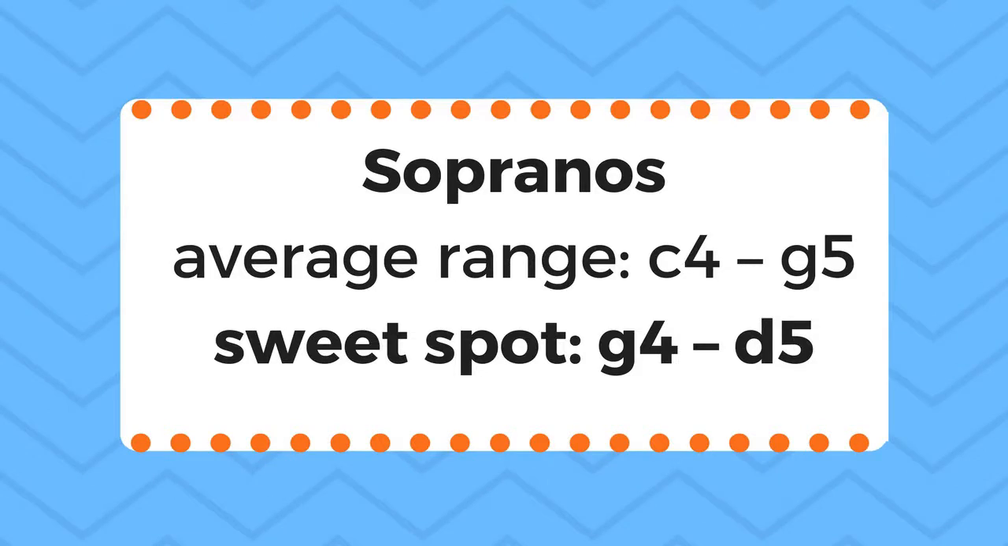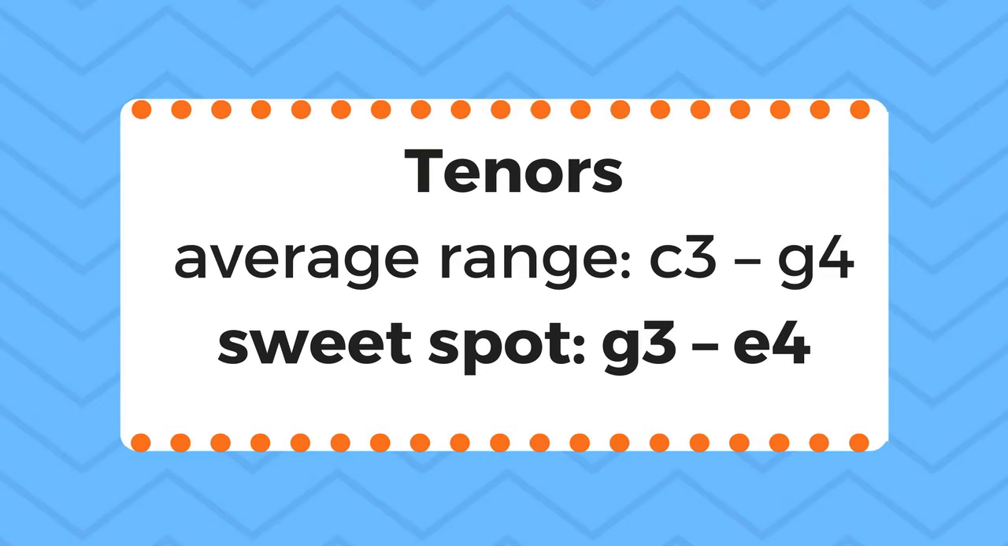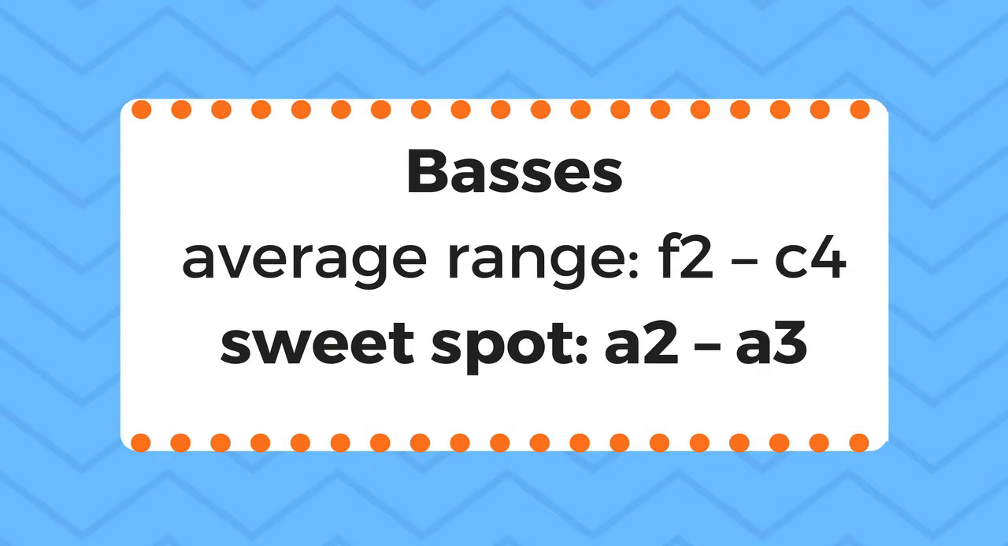Of course, the sweet spots differ for different voices, so let's go through the voices one by one. The soprano's average range is from C4 to G5. The sweet spot is from G4 to D5. When it comes to altos, their average range is from G3 to D5. The sweet spot is from C4 to A4. The tenors' average range is from C3 to G4. Their sweet spot is from G3 to E4. And when it comes to basses, their average range is from F2 to C4. Their sweet spot is from A2 to A3.